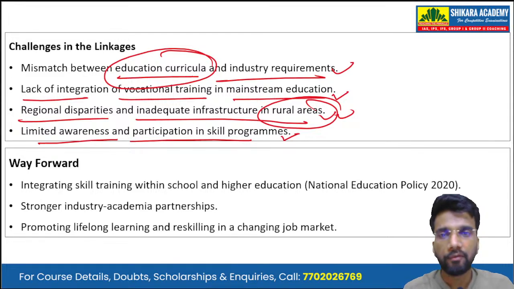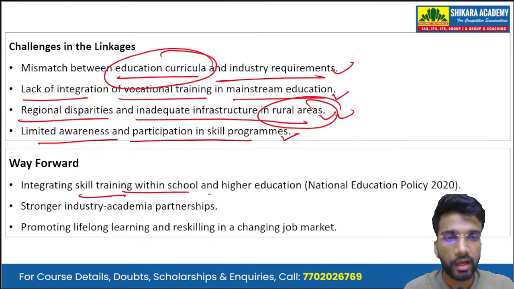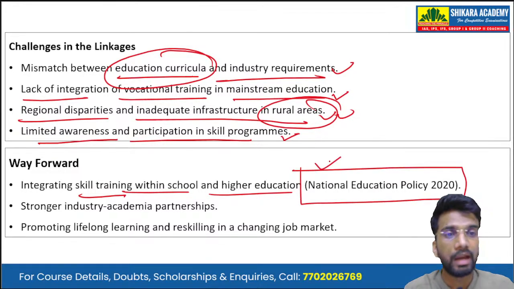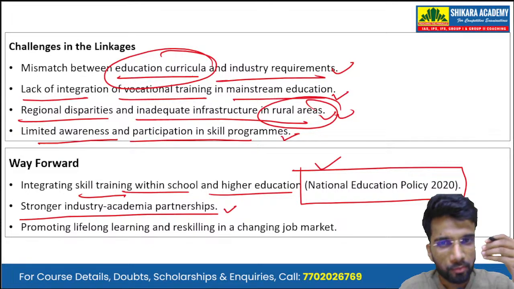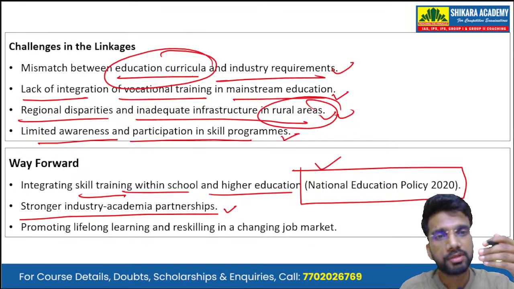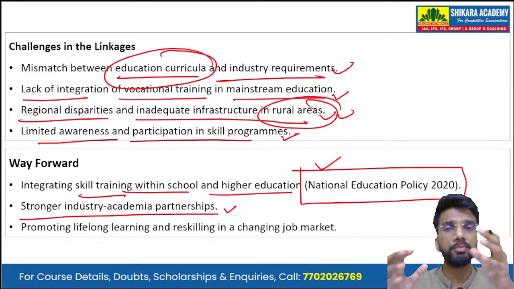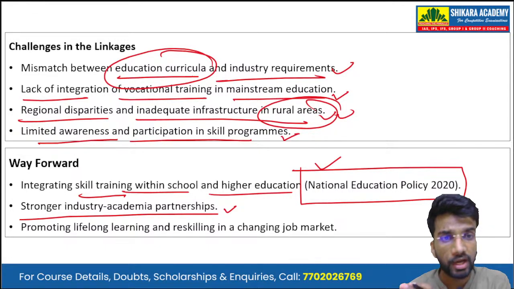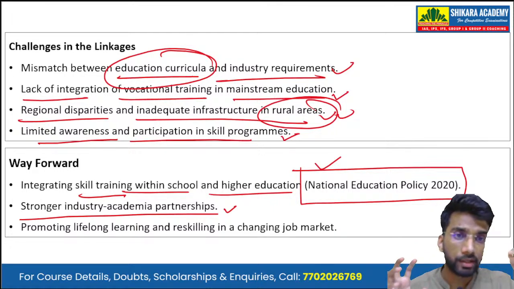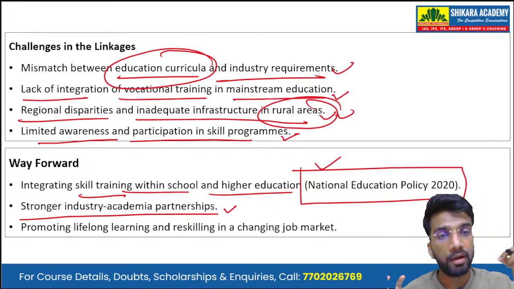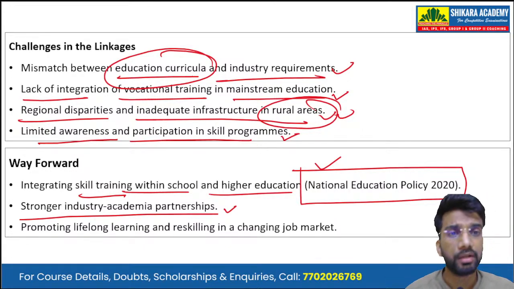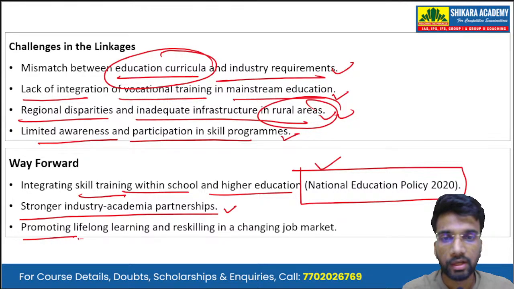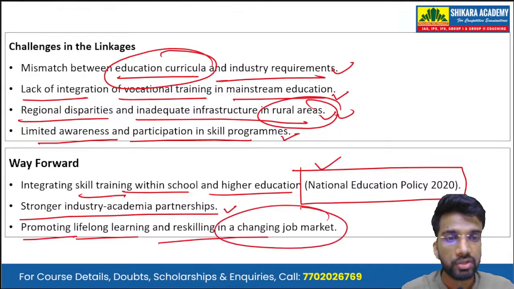Now, what should be the way forward? We have to integrate skill training within school and higher education, and that is a point made in the National Education Policy of 2020. Then we need stronger industry-academia partnerships. Government should be giving a boost to the partnership between the academia, the universities or academic institutions, and the industry. So industry tells about their requirements, and the education institutions design their curriculum based on the requirements of the industry. Then there is promoting lifelong learning and reskilling in a changing job market.